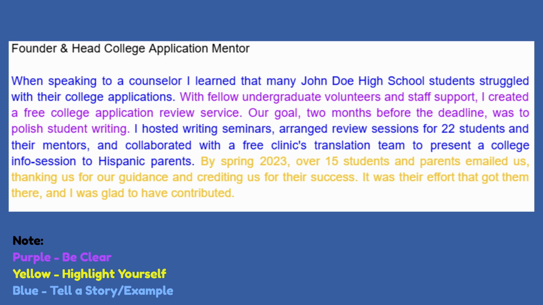So moving on to yellow, I highlight myself and show my impact by mentioning the fact that over 15 students have thanked me and my team. And continuing on that, I really want to highlight the importance of numbers. Whenever you can quantify something in your activity section, do it. So I mentioned that I arranged review sessions for 22 students. I mentioned that over 15 students have emailed us. Those numbers really help push the point you're trying to make.